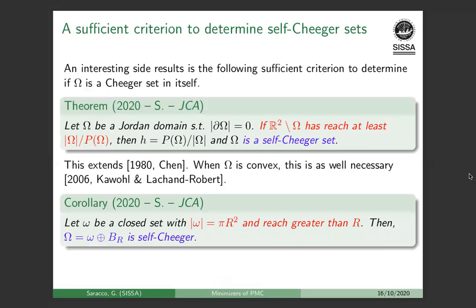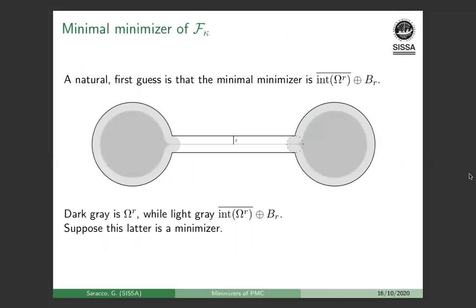And this criterion essentially becomes necessary as well when the set is convex. And with it, you can find a way to build, say, self-Cheeger sets. If you take a closed set whose mass is given by pi times r squared, and this set has reach strictly greater than r, well, then the Minkowski sum of this small omega with the ball of radius r is self-Cheeger.